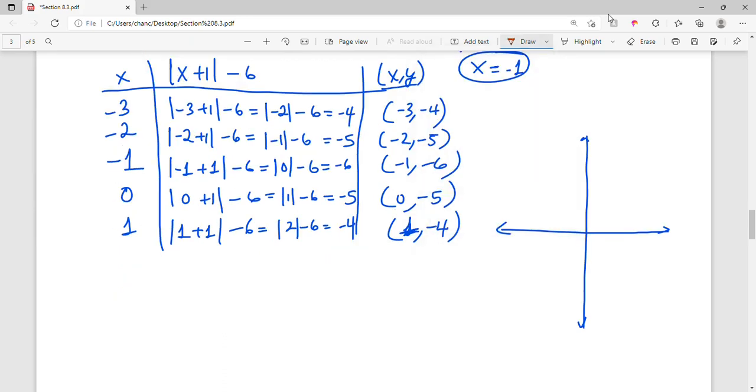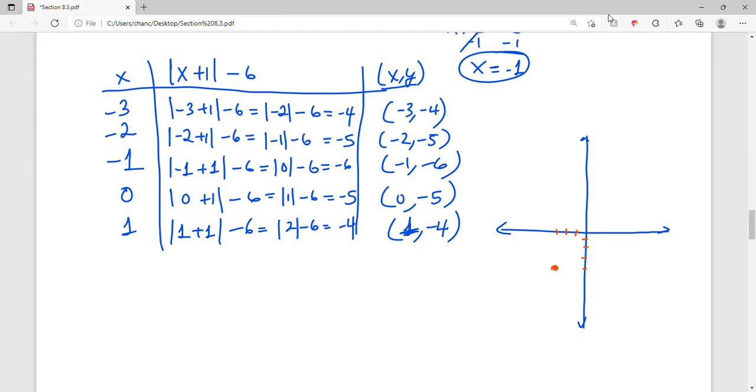Now we could plot the points. Negative 3 comma negative 4. That's the point negative 3 comma negative 4. We'll plot the point negative 2 comma negative 5. And this is the point negative 2, negative 5. Then negative 1, negative 6. 0 comma negative 5. And 1 comma negative 4.